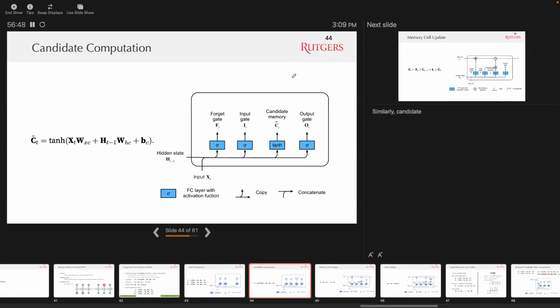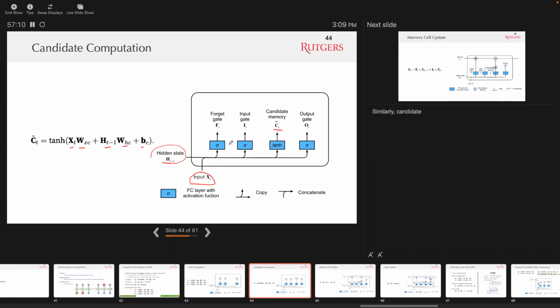Then you're going to compute the candidate cell states. To compute the candidate cell states, you also need the current input and the hidden state. You go through some small linear network with these weights and bias to compute the candidate states. So you can see that they all use the same input. Therefore, this structure looks very nice and parallel.